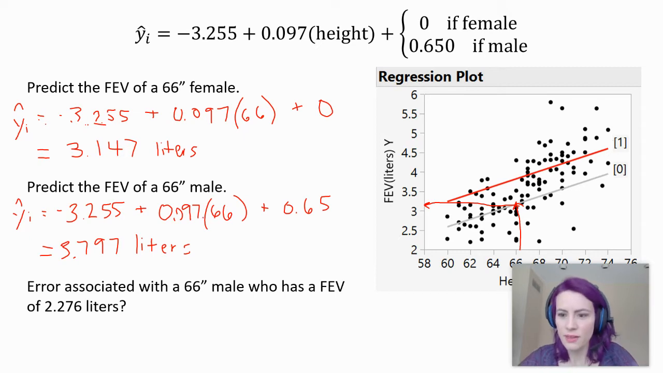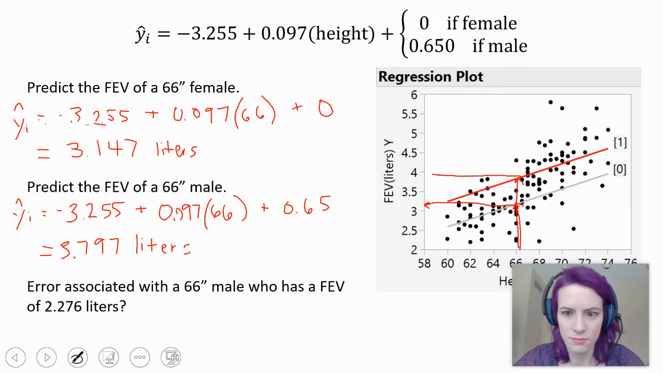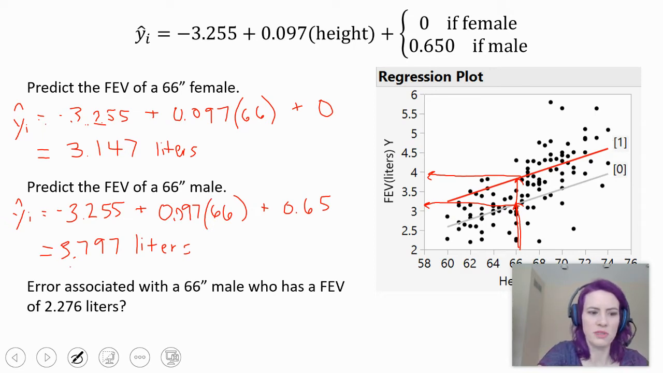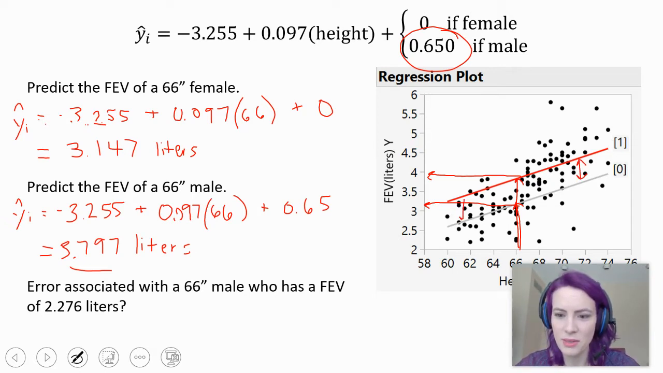All right, so if we're at 66 inches, we go up to the red line and over. So upper 3s, eyeballing it, more specifically 3.797 liters. So hopefully it's become obvious, what's the difference between the two? Holding height constant, the difference in the FEVs that are predicted is 0.65. So that's the distance between these parallel lines. Since they're parallel, it's going to be the same distance throughout the graph.